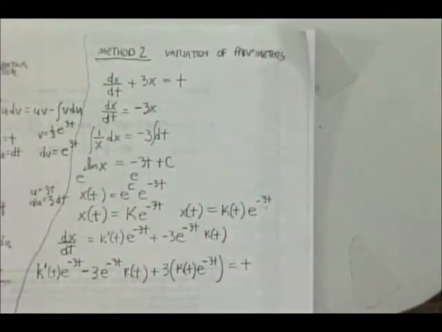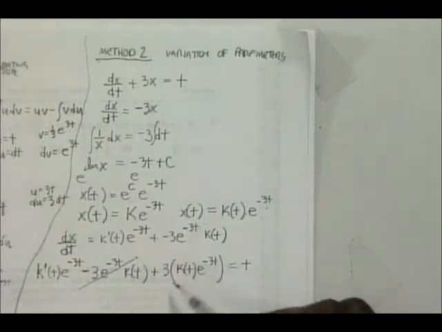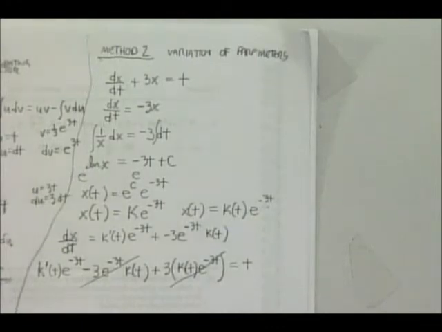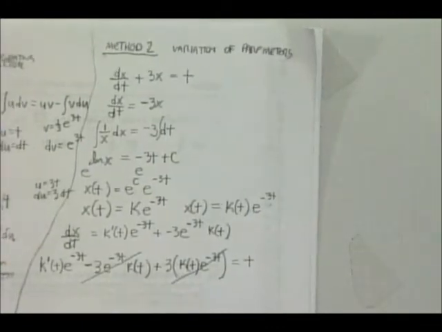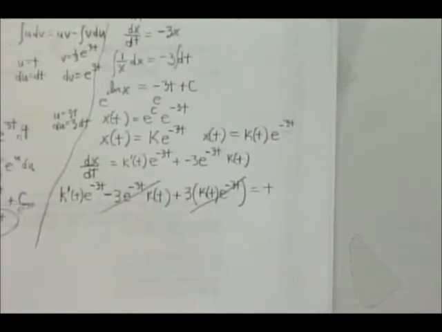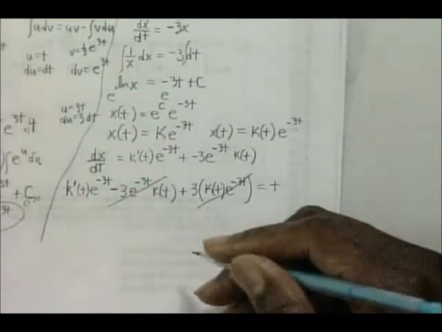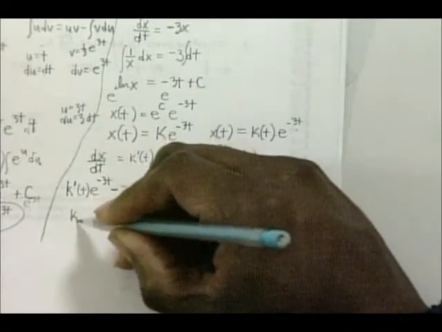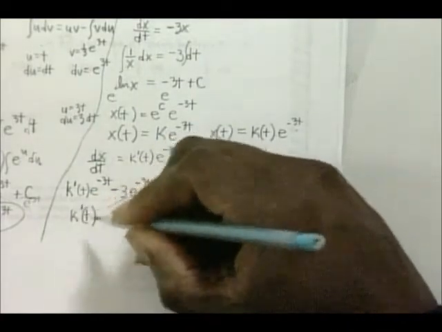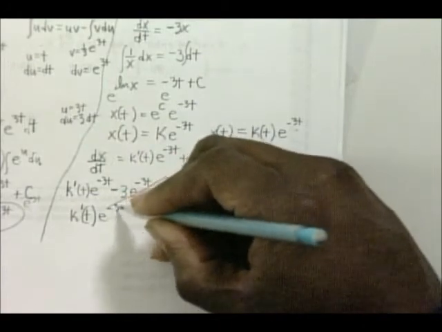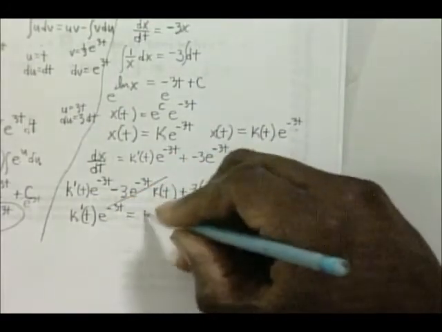Now what I'd like you to be able to see is we got negative 3 k sub t e to the negative 3t, and here we have positive 3 e to the negative 3t times k sub t. There's cancellation there. With this technique, there'll always be that cancellation. And if you don't experience that cancellation, you've made a mistake somewhere. Fortunately, we haven't made a mistake. We end up with k prime sub t e to the negative 3t is equal to t.